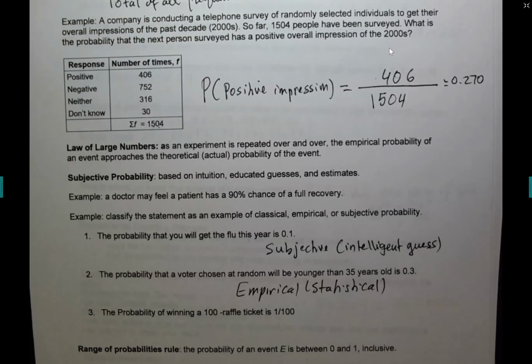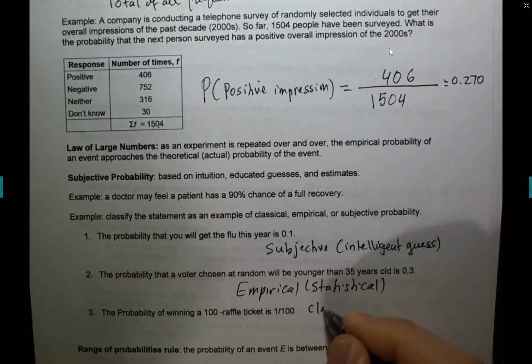The probability of winning with a 100-ticket raffle is 1 out of 100. So you have 100 tickets, and one of them is a winning ticket. It's classical, guys, because there's one ticket that would work in your favor, and there are 100 total tickets altogether. So this is the classical definition.